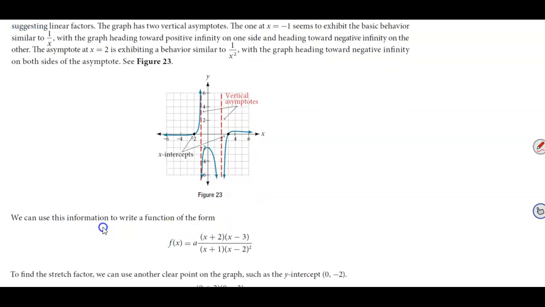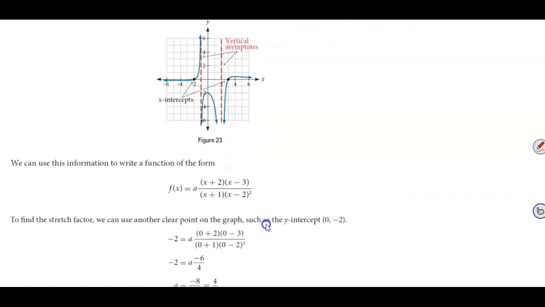So we can write a function of the form f of x, which is equal to a, times x plus 2 times x minus 3, because those are the x-intercepts. And then in the denominator, we have our two vertical asymptotes. One of them is -1 and the other one is +2. And since the graph is below the x-axis on both sides of that asymptote, that factor is going to be squared.